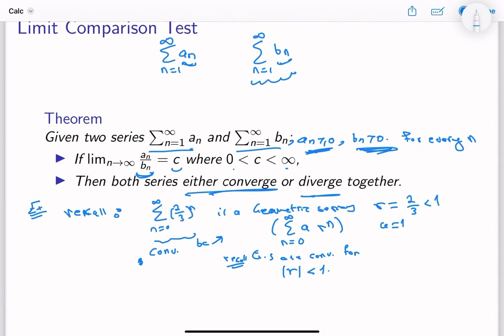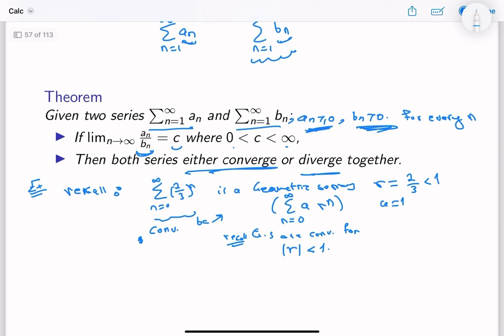Now, I ask you a slightly different question, and without the help of a comparison test, it's not going to be very nice answering this question. So let me ask the question and then we're going to answer it. Is the series, the sum from n equals 0 to infinity of (2 to the n plus n squared) over 3 to the n, convergent or not? Of course, you need to justify your answer.